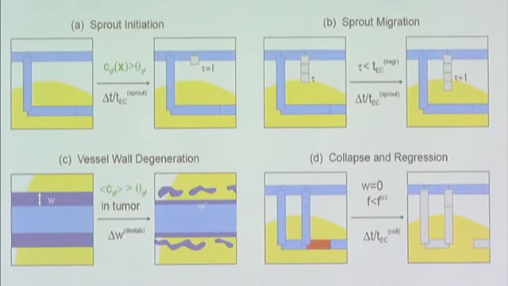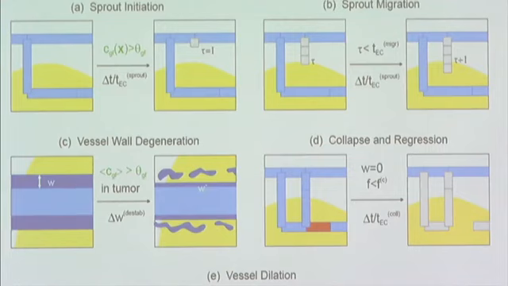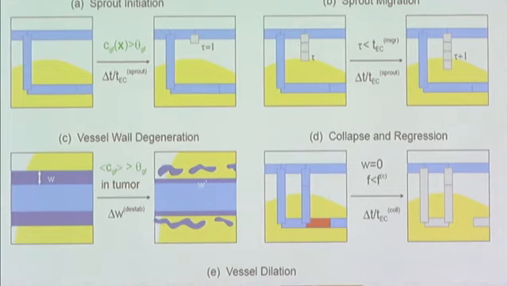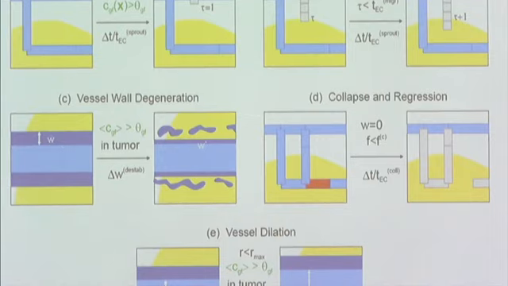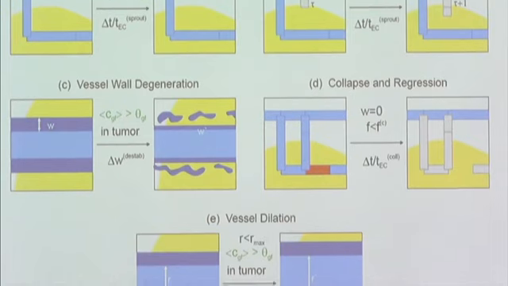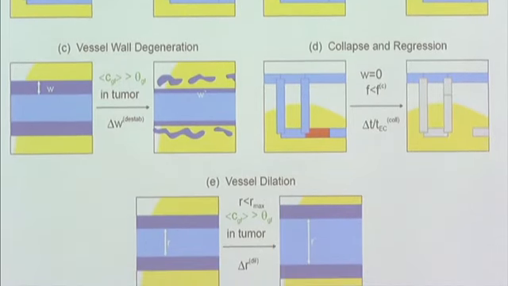Then there is vessel wall degradation. You remember that inside the tumor, vessels degrade, become more unstable towards collapse and regression. Collapse depends on whether the vessel wall is sufficiently degraded and unstable, and the shear force of the flow inside the vessel is below a particular threshold. So when this is the case here, this one collapses.